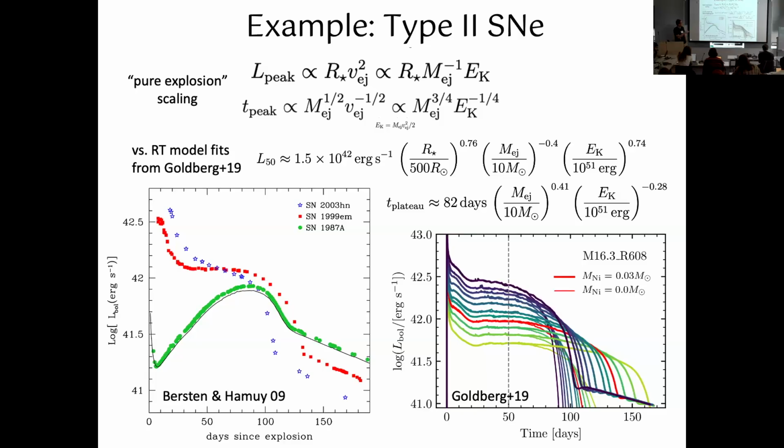So what did I do wrong that I didn't get the right answer that Jared gave us? Well, one is that in my naive toy model, I assumed that the opacity was constant, okay? Whereas it's not. In reality, as the ejecta expands in a type 2, it cools, the hydrogen recombines, and that drops the opacity.